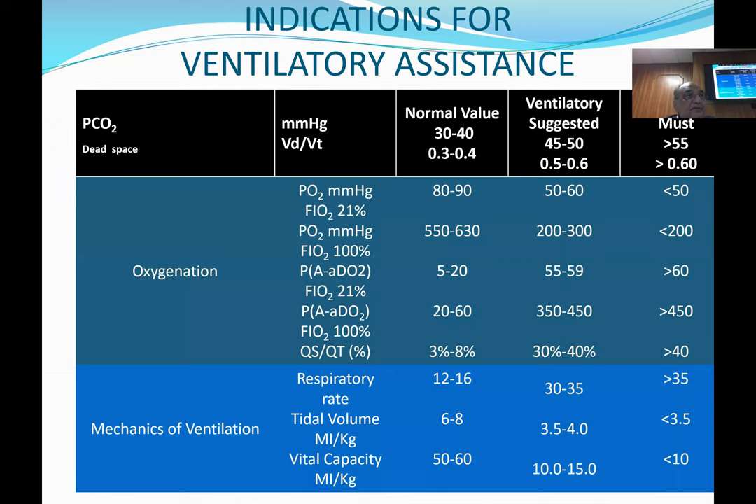Now we have already mentioned the indications for ventilatory assistance. If you look at the PCO2, normal is 30 to 40, though it should be exactly 40 in a normal person. It's very difficult to find a normal person also, but we should make a range of 30 to 40, right? Then ventilation is suggested when it goes to 45 to 50. We start thinking we should put the patient on the ventilator, but there should be another indication. When it goes greater than 55, then that is the sole indication to put the patient on a ventilator.